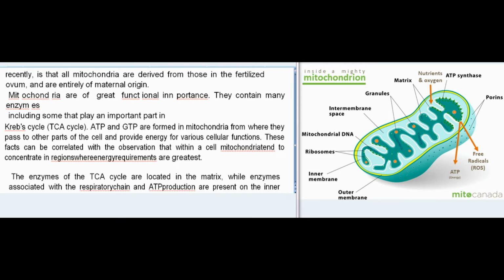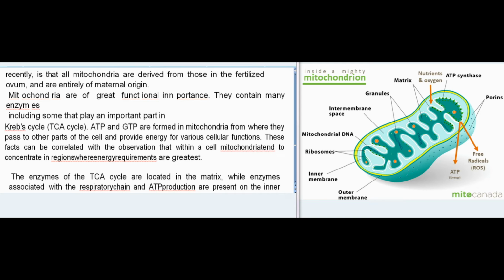Mitochondria are of great functional importance. They contain many enzymes including some that play an important part in Krebs cycle, TCA cycle. ATP and GTP are formed in mitochondria from where they pass to other parts of the cell and provide energy for various cellular functions. These facts can be correlated with the observation that within a cell mitochondria tend to concentrate in regions where energy requirements are greatest.